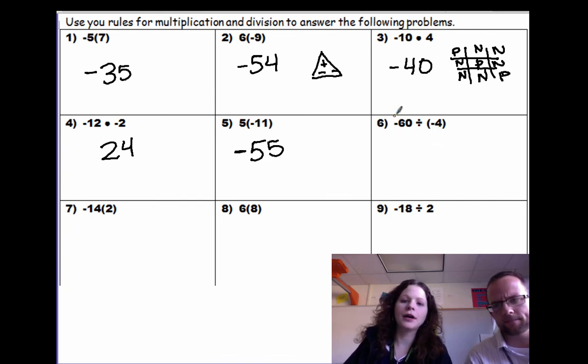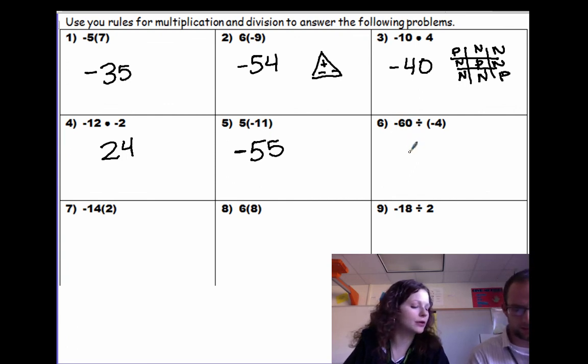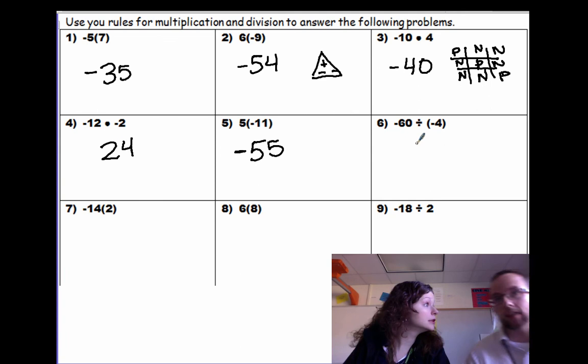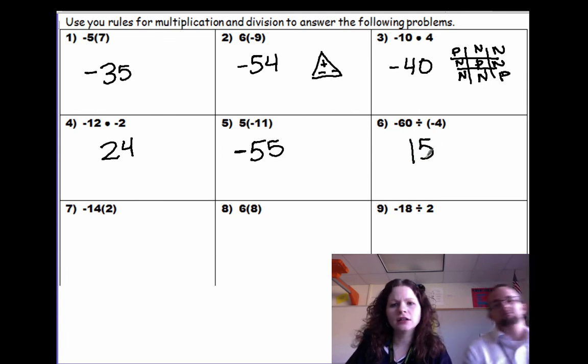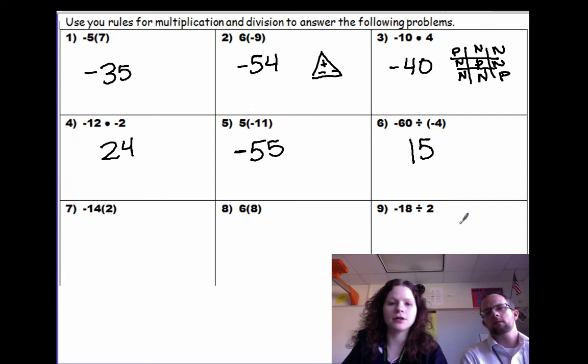All right, so number 6, negative 60 divided by negative 4. That's hard. How many times does 4 go into 60? I know it's more than 10. 15? I guess 15. Sounds about right. And then a negative divided by a negative gives me a positive, so it's a positive answer.